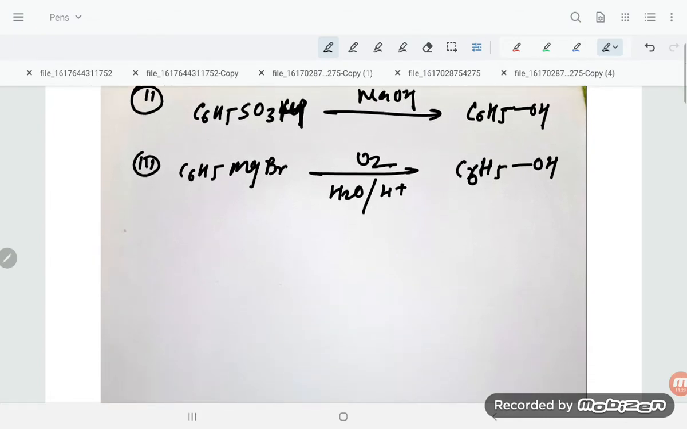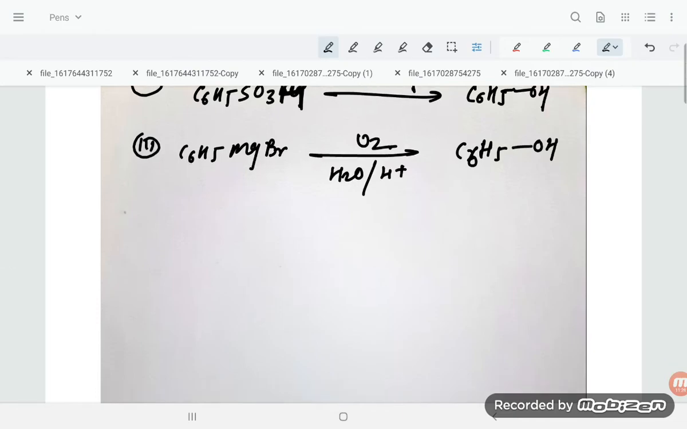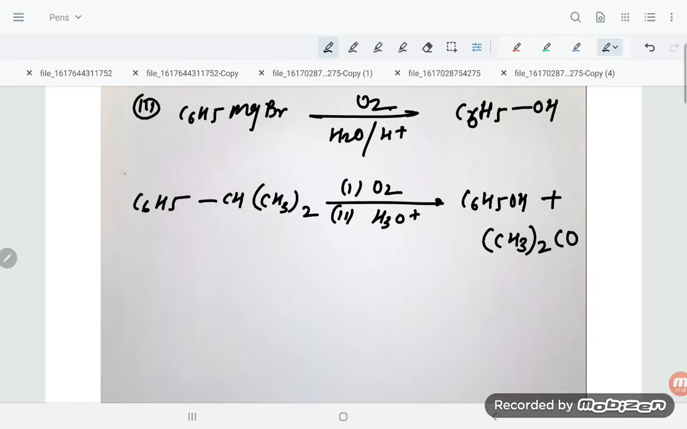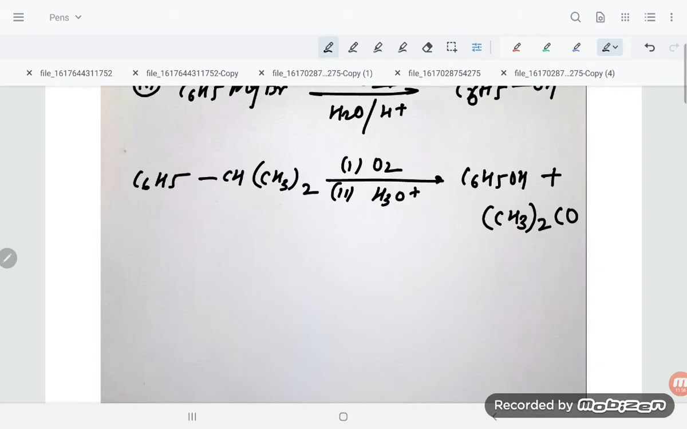On industrial scale it is prepared by the third method: cumene, C6H5CH(CH3)2. The first step is O2, and the second step is H3O+. It will give C6H5OH plus (CH3)2CO. This is the cumene process, right? So from cumene you are going to prepare phenol.